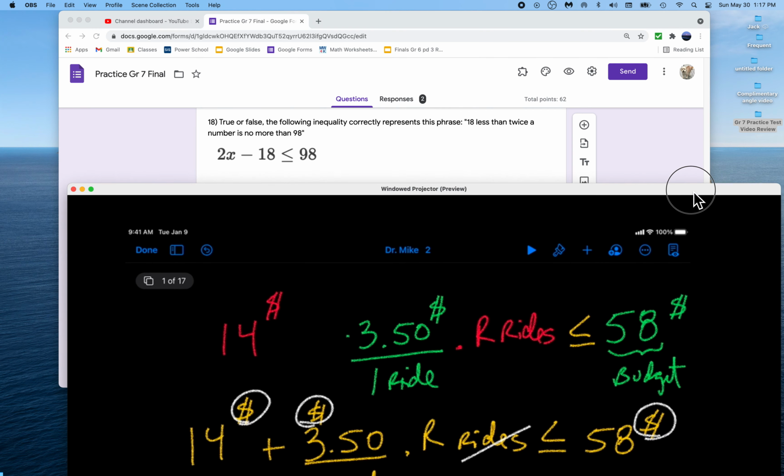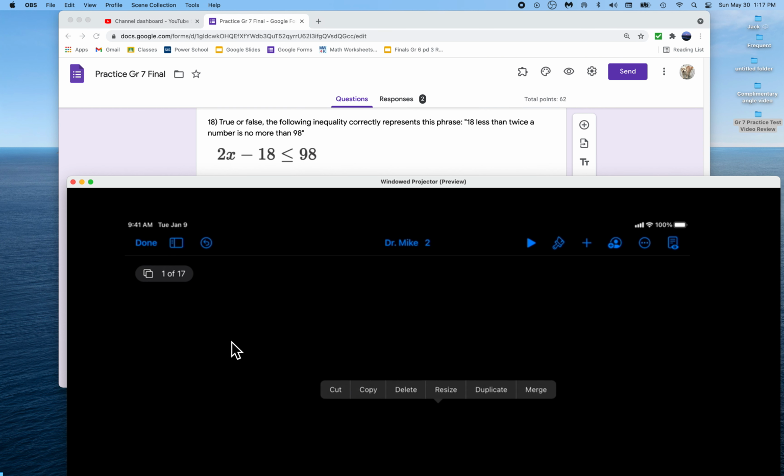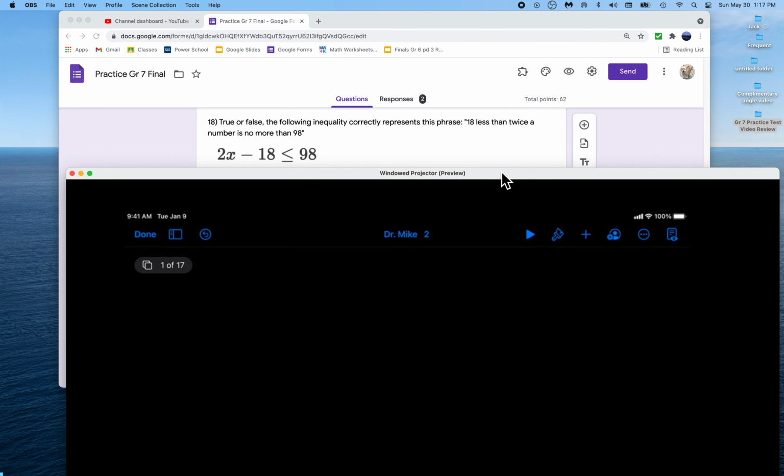Here we go. Another inequality. Converting words to math. Here we go. True or false? 18 less than twice a number is no more than 98. Okay, look at this. 18 less than twice a number. Here's twice a number. If you subtract 18, it is 18 less than that, and it's no more than 98. Okay, so this is how I like to handle this.